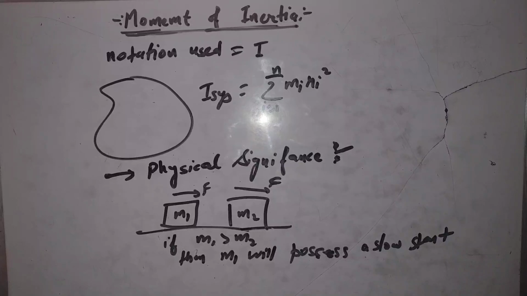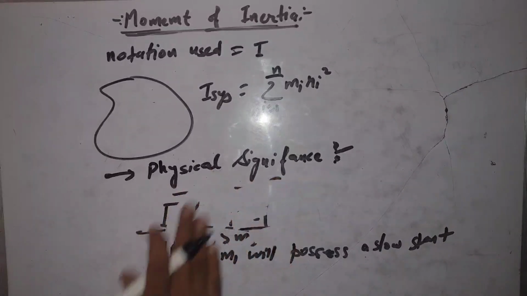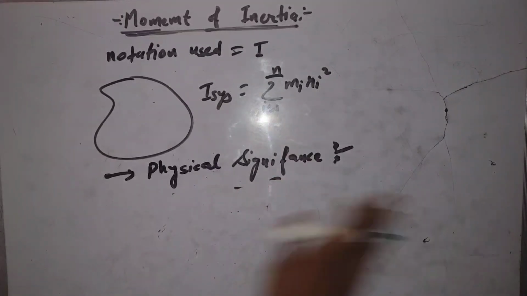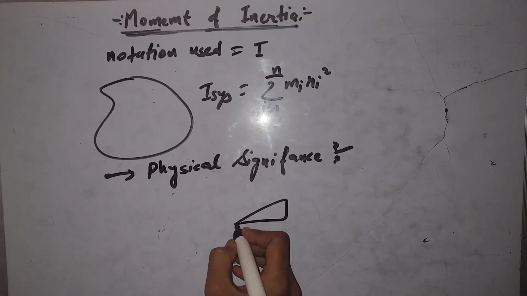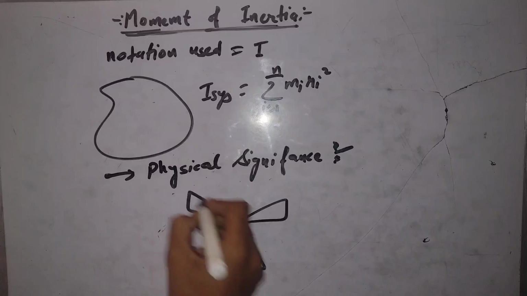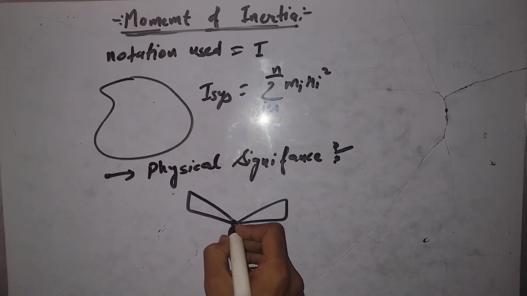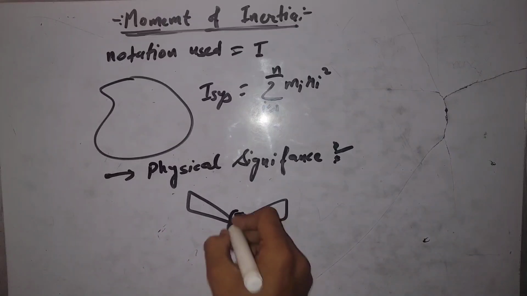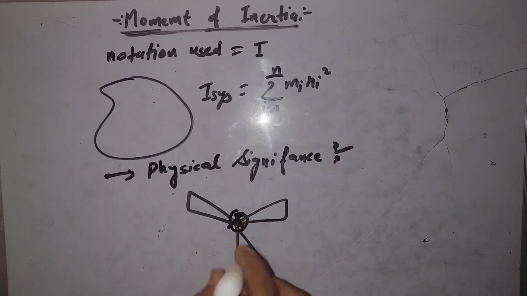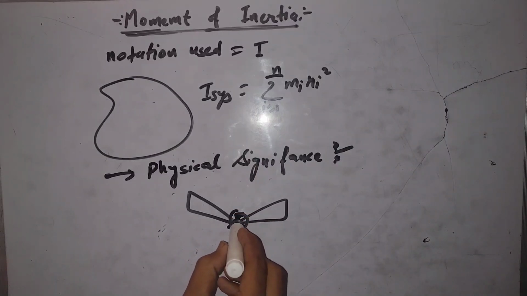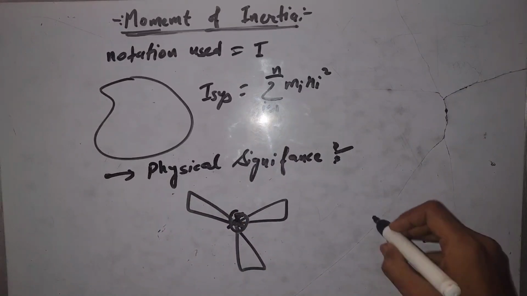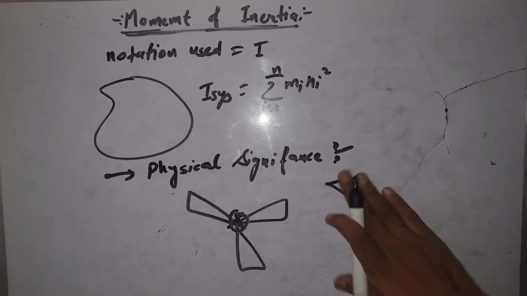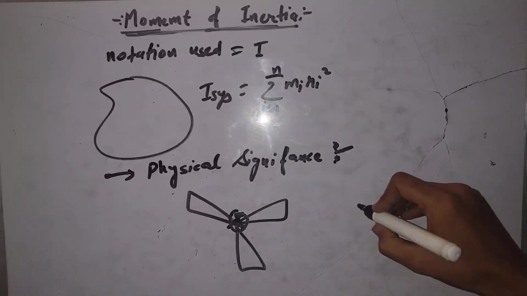But we know that in rotation, if there is a body, for example, let's say a fan, rotating about this axis passing through this marker. Let's imagine that this marker is an axis and these are the blades of the fan, and there is another blade which is a bit smaller than this.